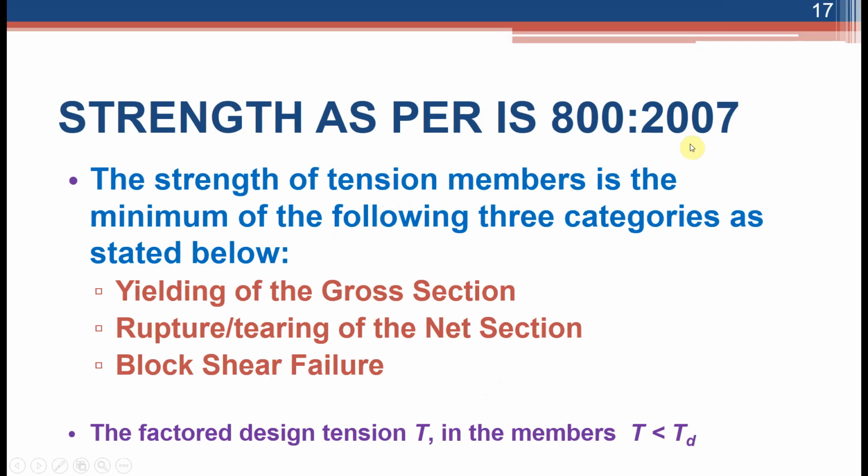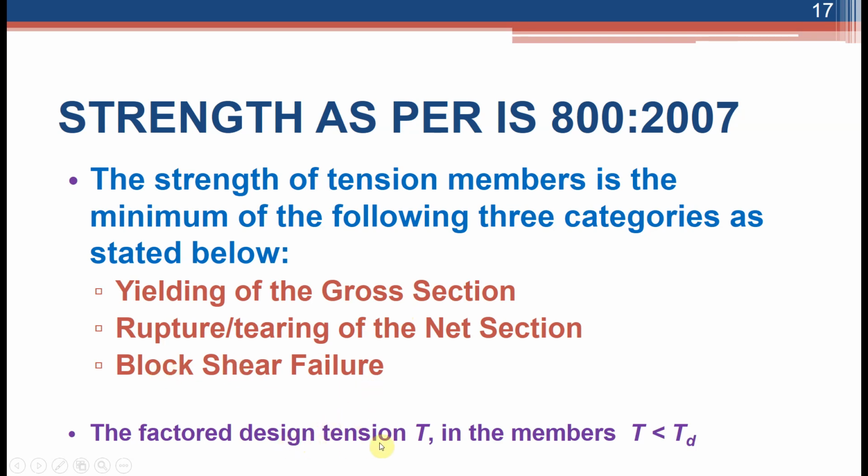Strength as per IS 800:2007. Whenever we want to find the strength of a given steel section, we have to find it using the following three categories: yielding of the cross section, rupture or tearing of the net section, and third, block shear failure. Basically these are the failure patterns, the behavior of a tension member. So a tension member may fail due to yielding of the cross section, may rupture due to net section rupture, or it may fail due to block shear.